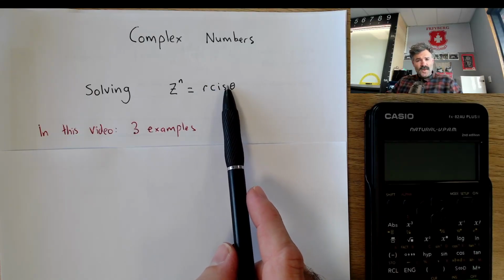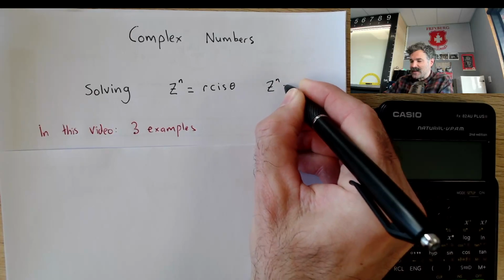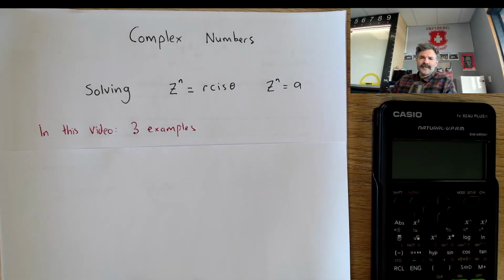So quite often, the book calls it, we're solving z to the power of n is equal to a. And we'll look a little bit about questions that look like that soon. I want to give the first one where it does look like r cis theta, and we'll get an idea for that. In this video, we're going to go through 3 examples.